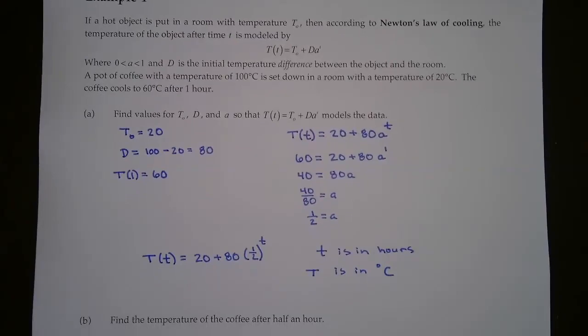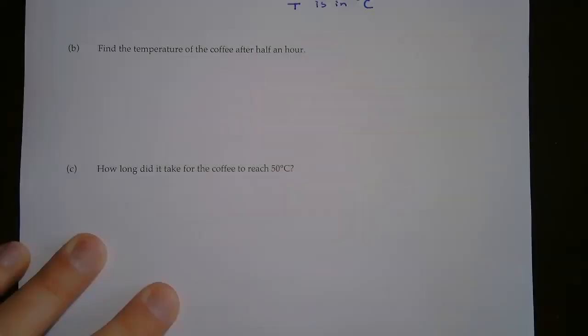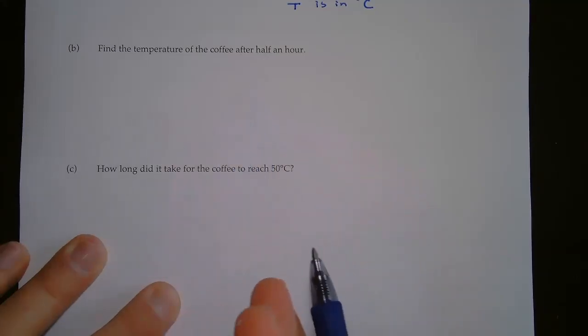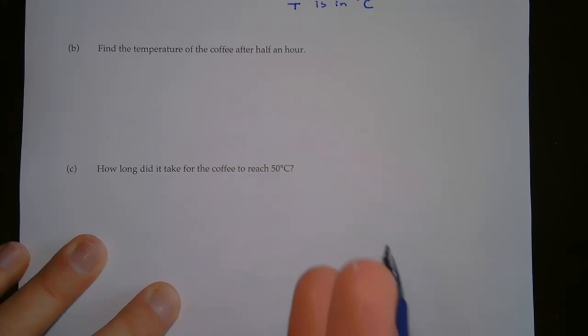All right, let's go to part B. For part B we're going to use the function that we came up with in part A, and we're going to find the temperature of the coffee after half an hour. Half an hour is 30 minutes, but we would be wrong if we put 30 in for t. Why? Because t is not being measured in minutes, it's being measured in hours. So how many hours is half an hour? It would be 0.5.